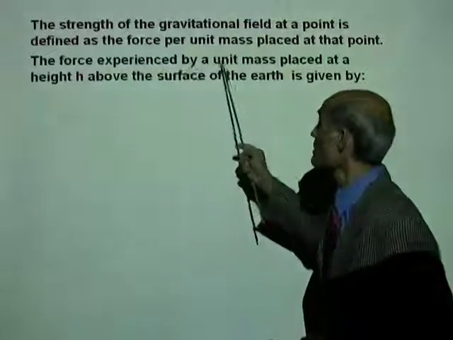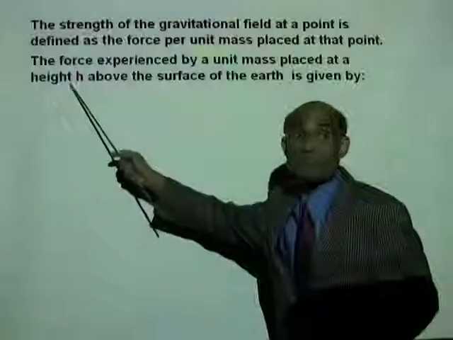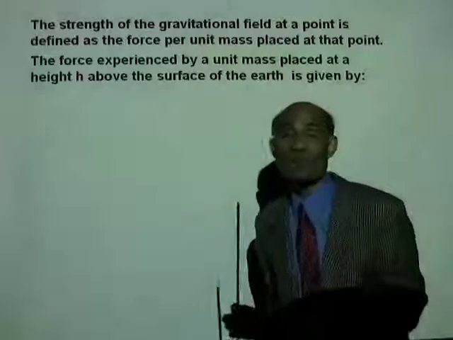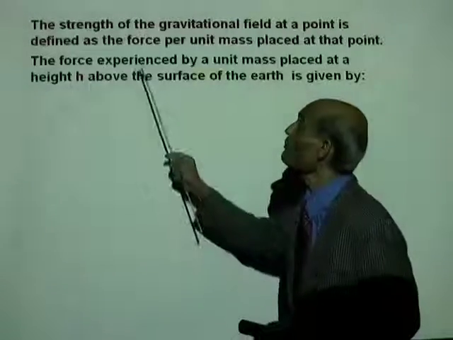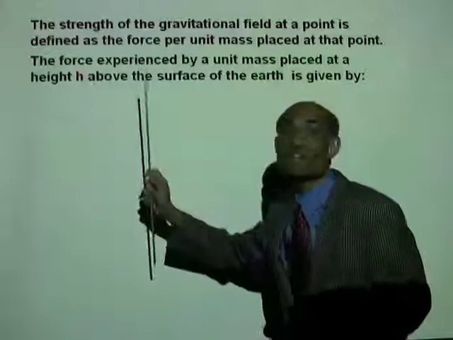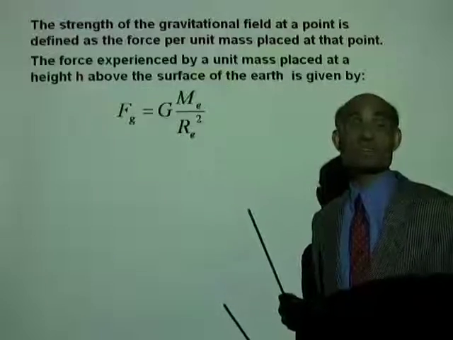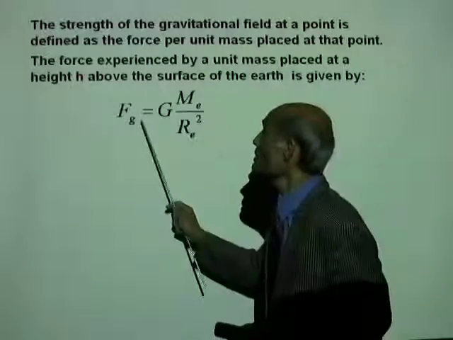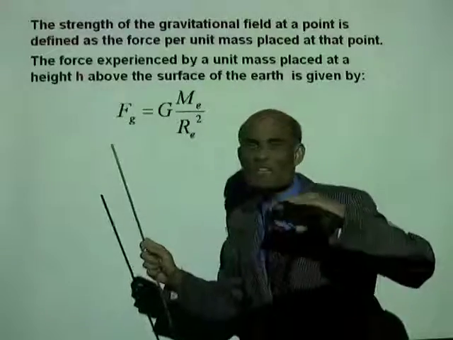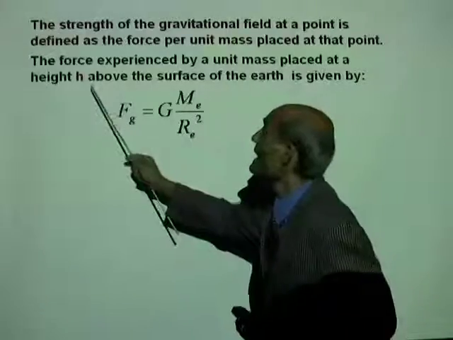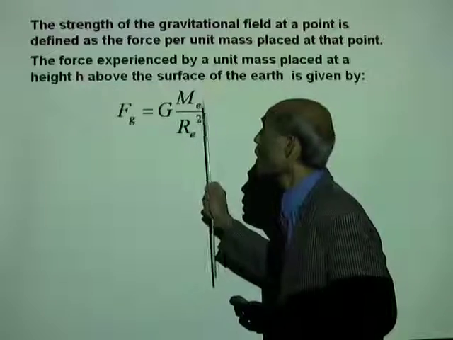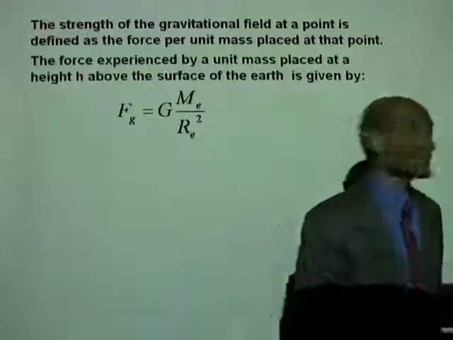The force experienced by a unit mass placed at a height h above the surface of the earth. Can you write down that equation? What is the equation for the force experienced by a unit mass placed at a height h above the surface of the earth? Well, this is the equation for the force experienced by an object placed on the surface of the earth, where h is 0. We say the force of gravity on a mass of 1 kilogram.